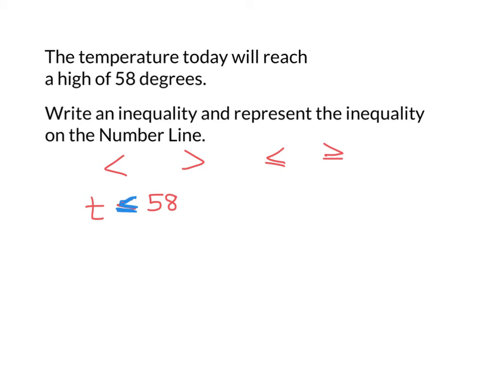Okay, so today is just about practicing these inequalities. Here, the temperature today will reach a high of 58 degrees. I would say T is less than or equal to 58 degrees. If that said the temperature today will stay under 58 degrees, I would say T is strictly less than 58 degrees, meaning it's never going to hit 58 degrees. So it's inclusive versus exclusive.